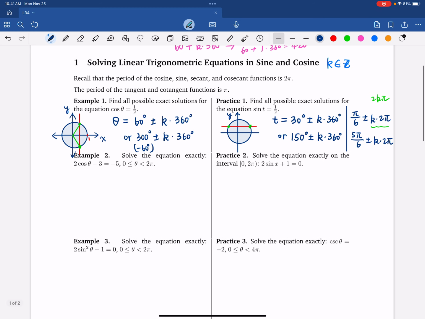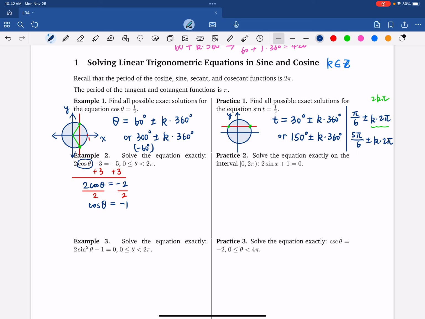Example 2, solve the equation exactly. So we have an equation in trig. To solve trig, first identify the trig, right? The trig is right here, which is cosine theta. So you just do inverse operations, which is plus 3 on both sides. That will give us 2 cosine of theta equals -2. And we're going to divide both sides by 2 to isolate cosine of theta, and we get cosine of theta is -1.